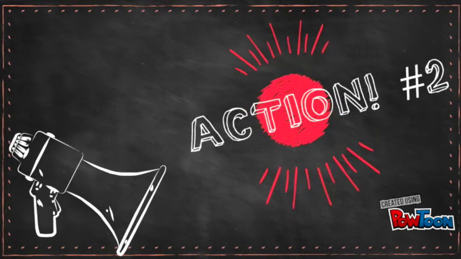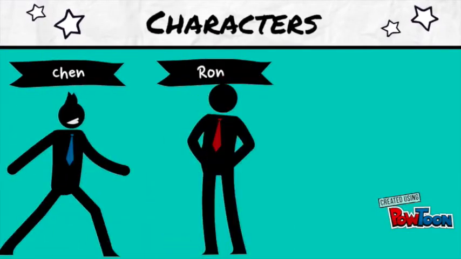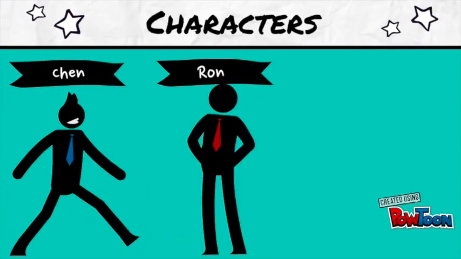Now, let's jump right into it. Action. Chen is a Chinese student who is not very good at English, and Ron is Chen's newly met friend at university. And Ron is local as well, and they're planning to have some tea together during class break.